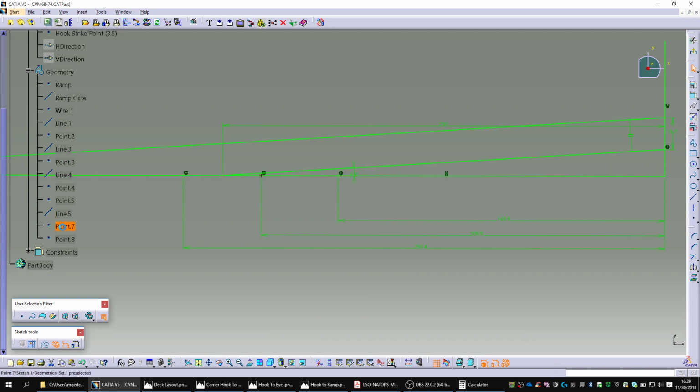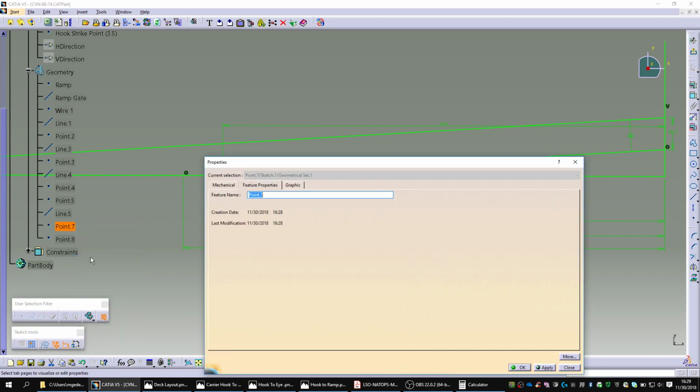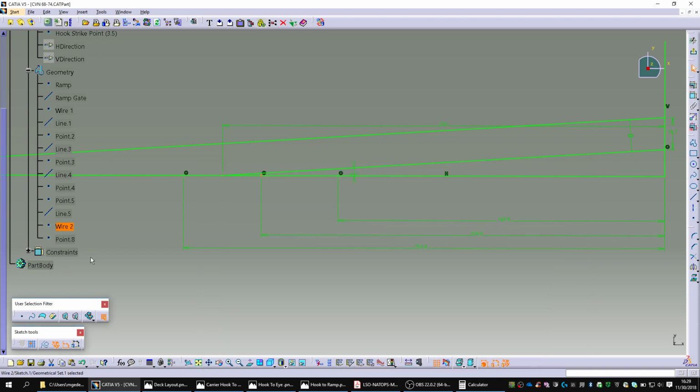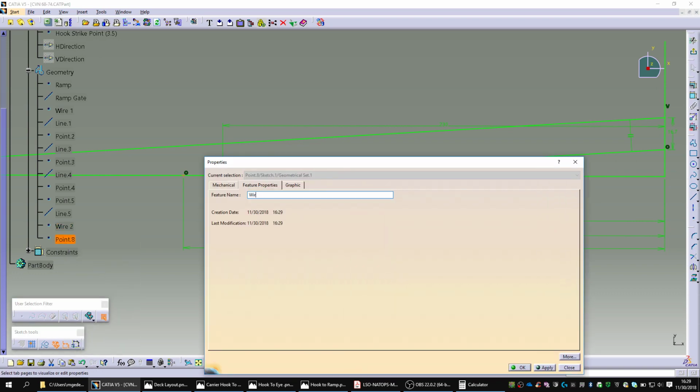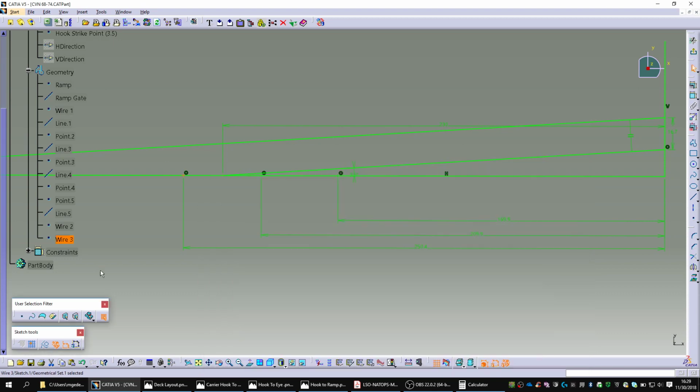Whoop. Put in wire 4. Oh, I should label these. Label. I'll label wire 1, 2. Wire 2. Wire 3. The labels will be handy later because this is going to get messy. And wire 4.